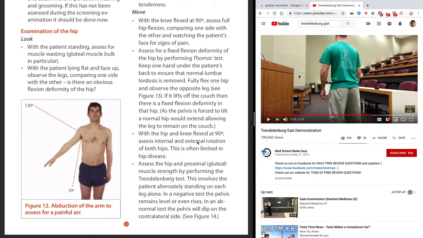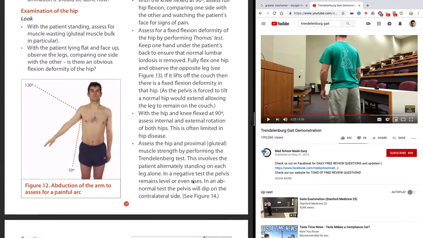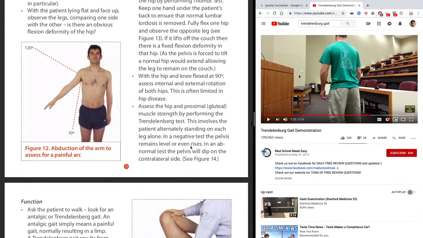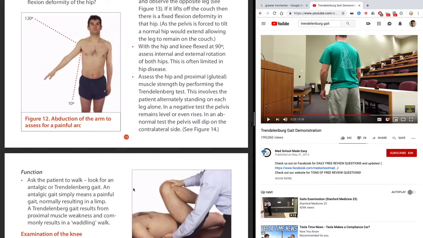With the hip and knee flexed at 90 degrees, assess internal rotation. Okay, so flexion, then Thomas test, and then internal and external rotation of the hip. Trendelenburg test we've done, function test we've also done.